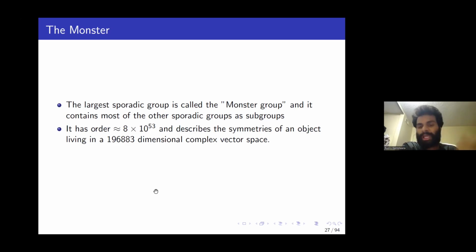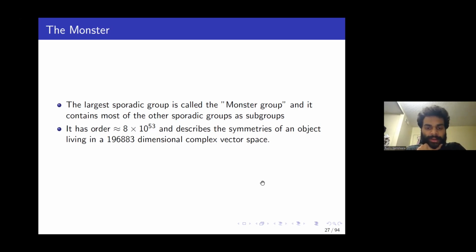196,883 dimensional complex vector space. So yeah, it is describing some element or some object out there living in this huge vector space. But yeah, it's not very well understood, I would say.